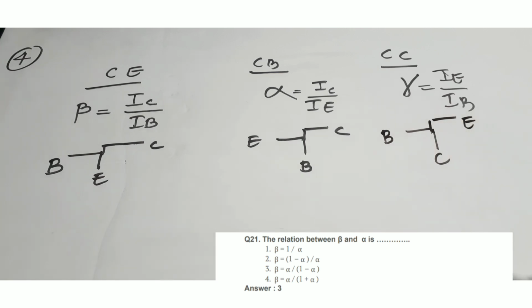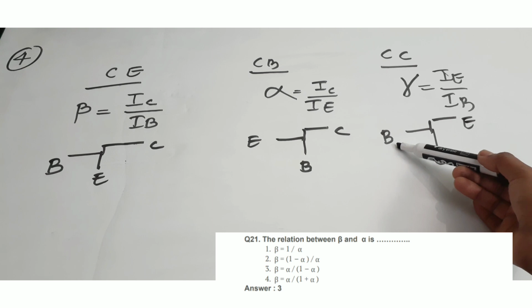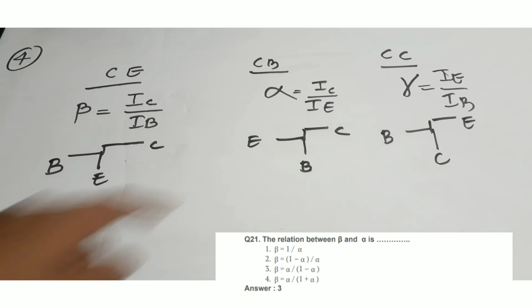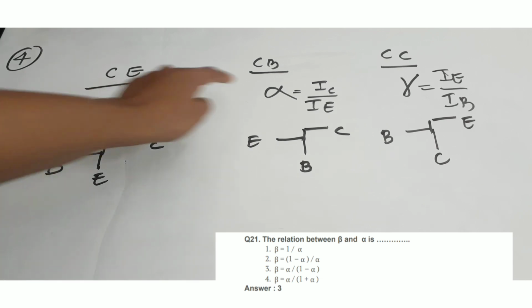So just know that current gain is nothing but output current to input current. See, output current is emitter or IE, input current is IB. Just like this here also. Now the expressions are beta, alpha and gamma.